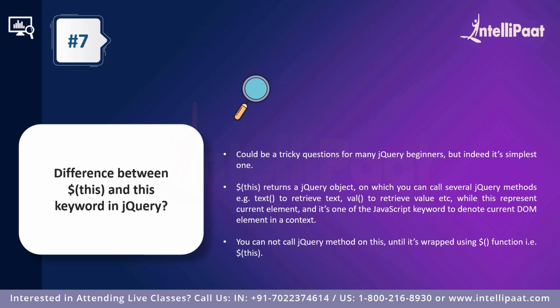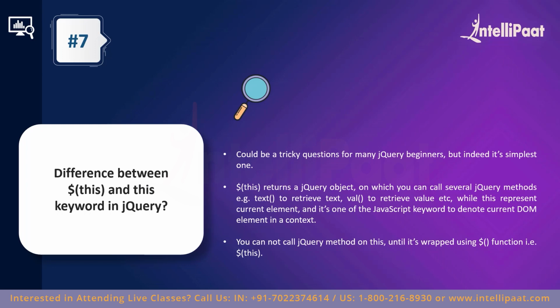$(this) will actually return a jQuery object through which you can call several jQuery methods too. For example, you have the text method, right? What does the text method do? It retrieves the text. What does val do? It retrieves the value. And this will only represent the current element that is present there. And of course, it's one of the JavaScript keywords that we use to show what DOM element we have in the context that we're talking about right then and there.